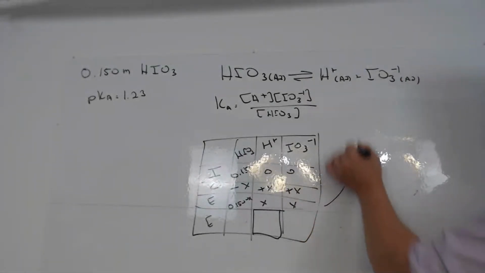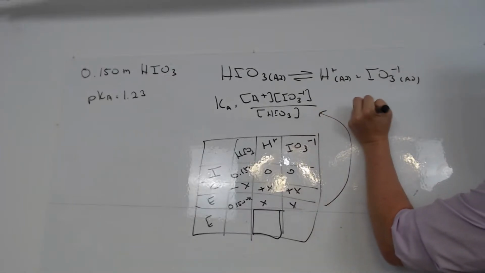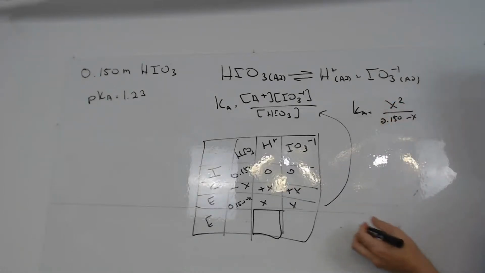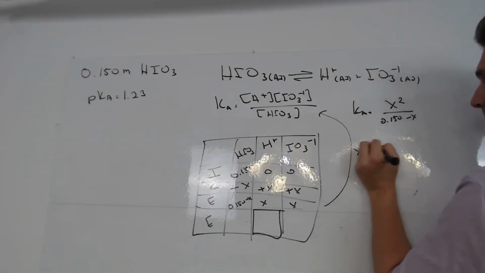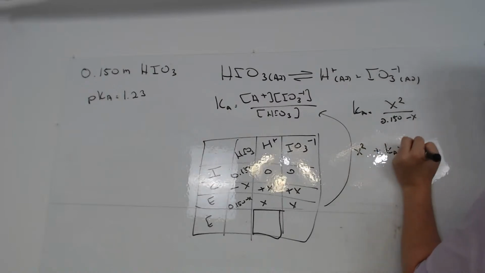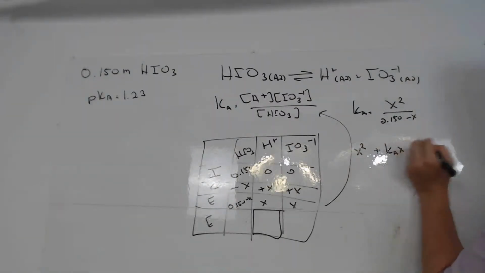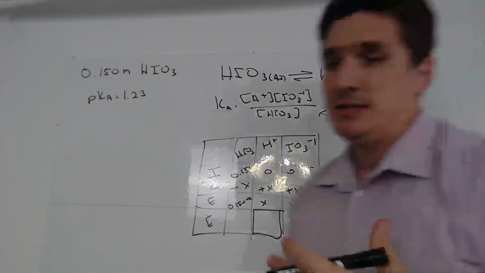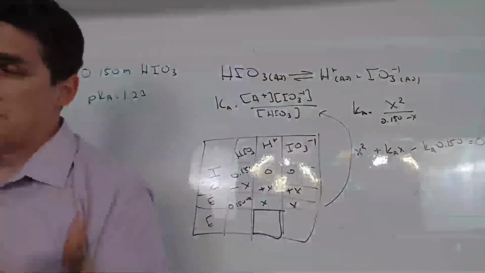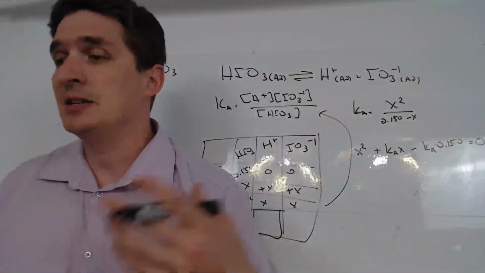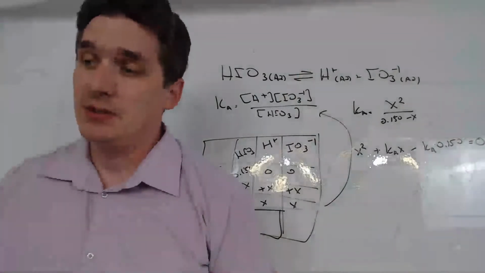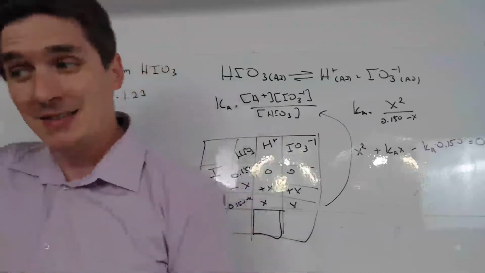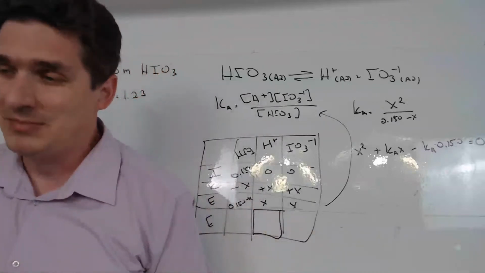So stick this in. You get Ka equals x squared all over 0.150 minus x. We rearrange and solve. We get x squared plus Ka x minus Ka times 0.150 equals 0. Stick that into the quadratic equation. Solve for x. Once you get x, that tells you the concentration of H+. Negative log of the concentration of H+ is pH, and you're done. So a lot of stuff goes on after you get done solving the equilibrium component of the problem.